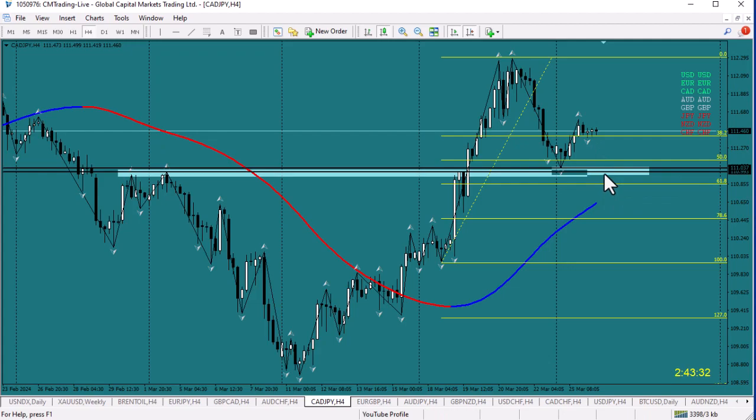I'm not saying it will happen. If it happens, I'll look for some long setups here, and a nice counter reversal that'll get me long. You can see here that CAD is in the green zone, yen is in the red zone, and that's why I paired them up this morning.